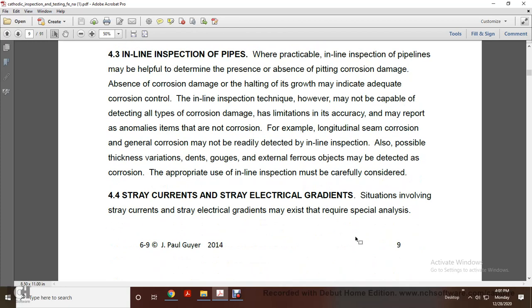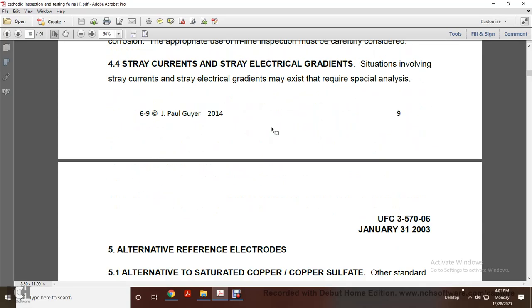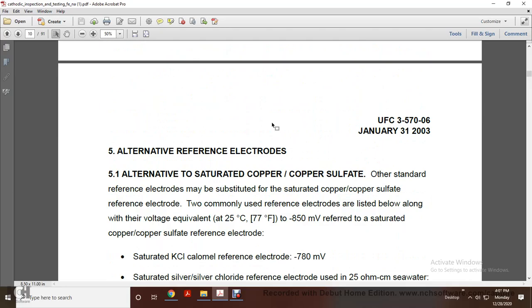4.4. Stray current and stray electrical gradients. Situations involving stray current and stray electrical gradients may exist. They require special analysis. 5. Alternative reference electrodes. 5.1. Alternative to saturated copper sulfate.